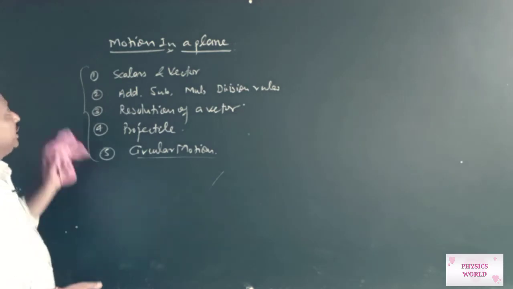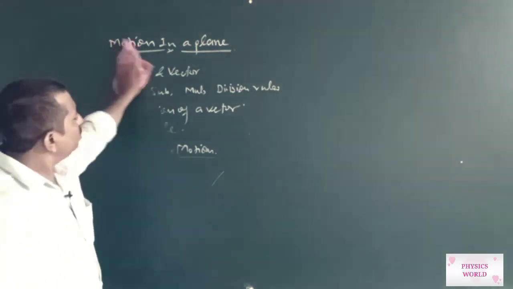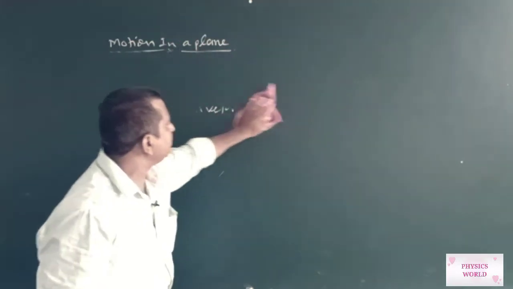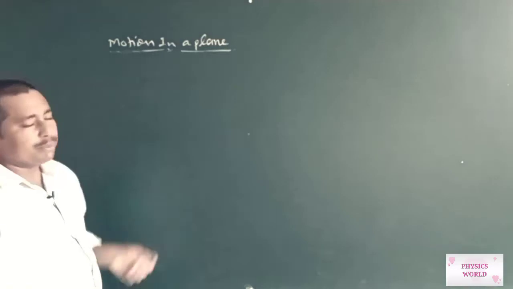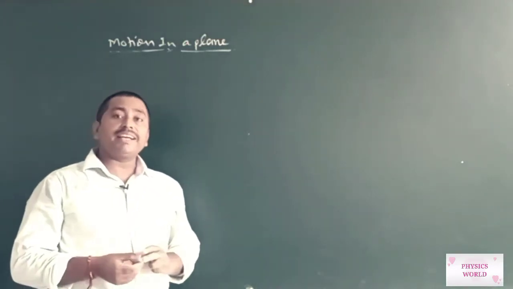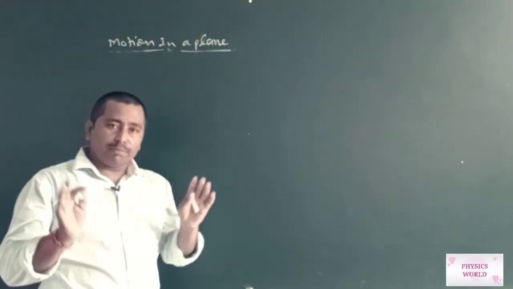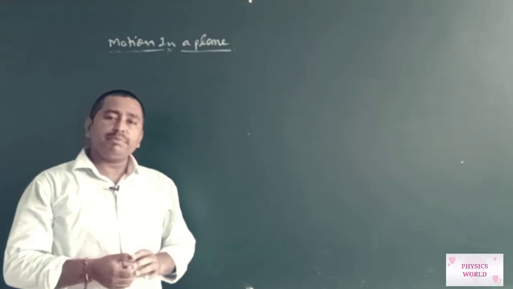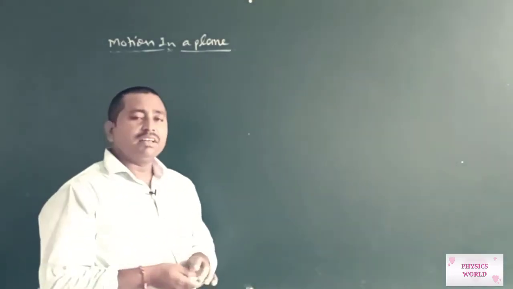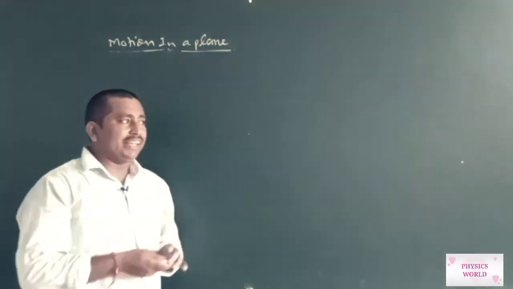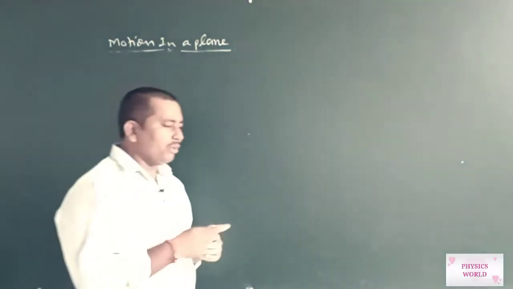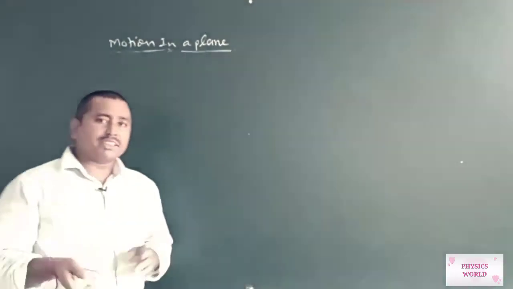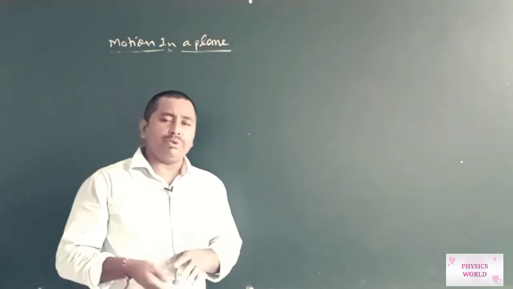Introduction about motion in a plane. So what is the need of scalars and vectors? We know that in the previous chapter there was only one-dimensional motion possessed by the object. It means the object moves along a straight line, so it can move in only two directions, either in the forward direction or in the backward direction.